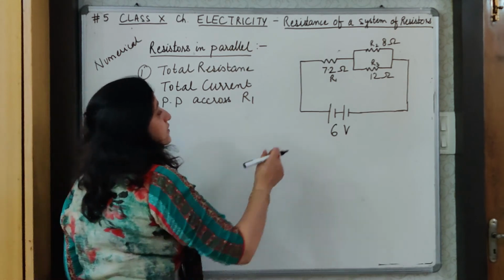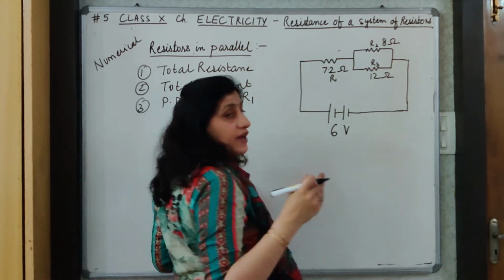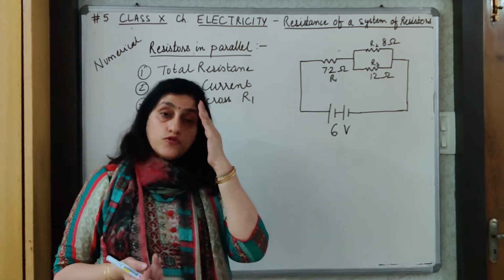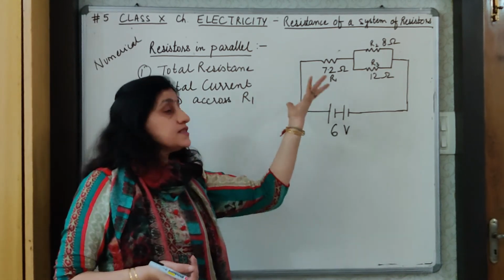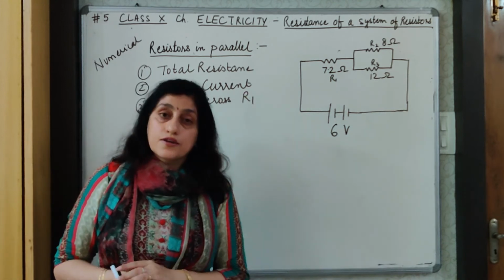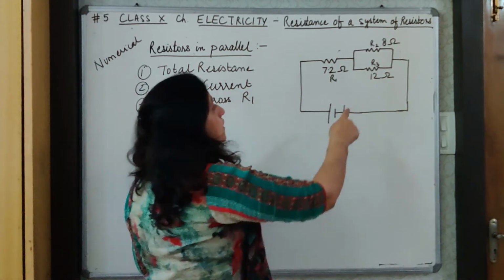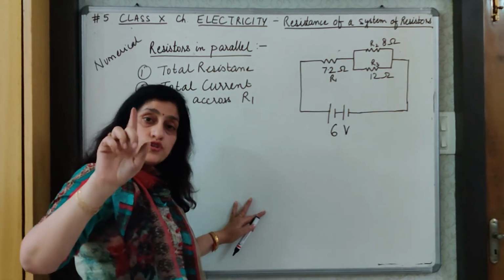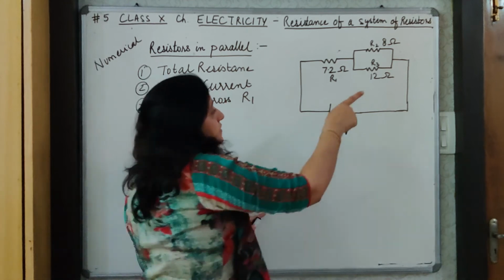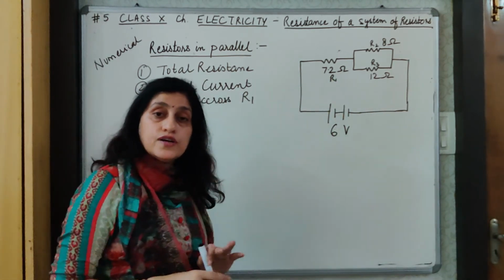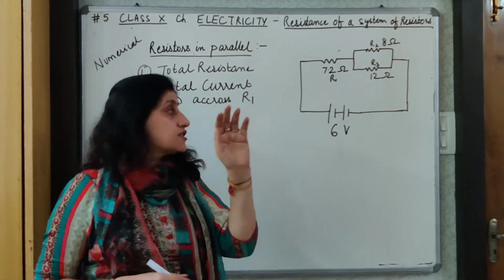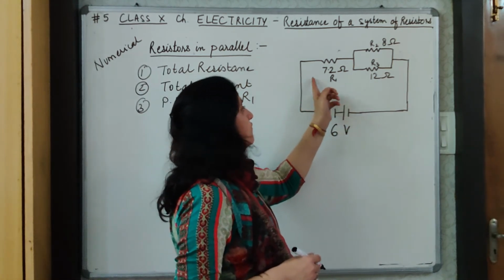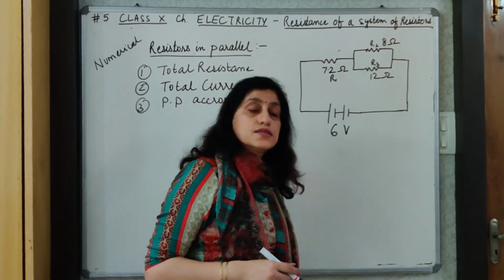First of all, we have to find the total resistance. When we have to find the total resistance of a combination, we have to analyze in our mind where is the series combination and where is the parallel combination. Please look here, R2 and R3 are in parallel and the combination of R2 and R3 is in series with R1. So first I will find an equivalent resistance for R2 and R3. Whatever answer I get, I will add it to R1 because those two will be in series.